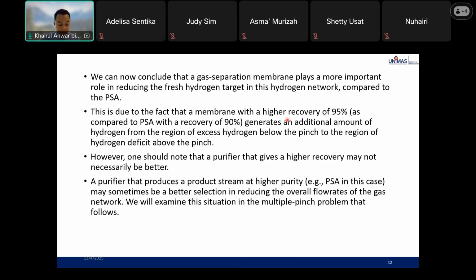This is due to the fact that a membrane with a higher recovery of 95% as compared to PSA with a recovery of 90% generates an additional amount of hydrogen from the region of excess hydrogen below the pinch to the region of hydrogen requirement above the pinch. However, one should note that a purifier that gives a higher recovery may not necessarily be better. The purifier that produces a product with higher quality can sometimes be better. We examine this in the next problem that follows.